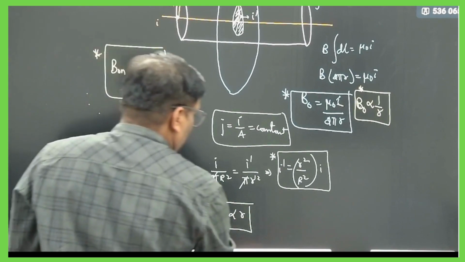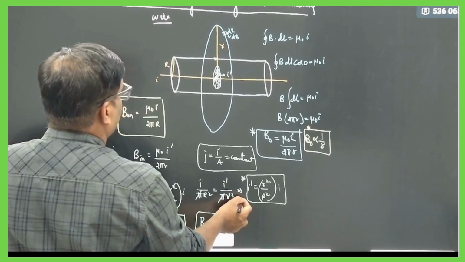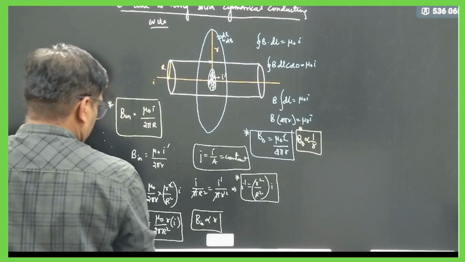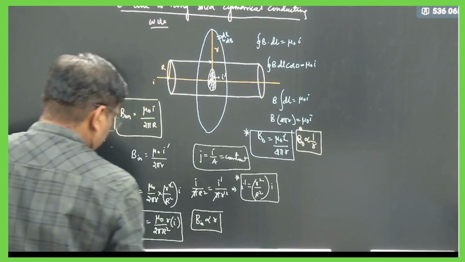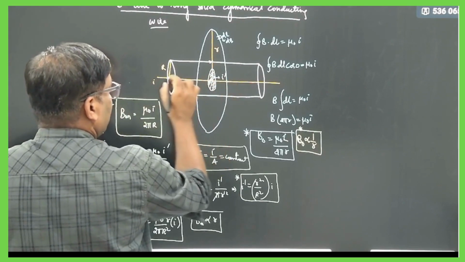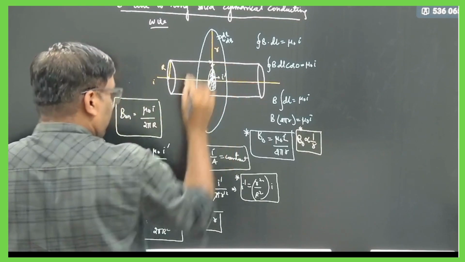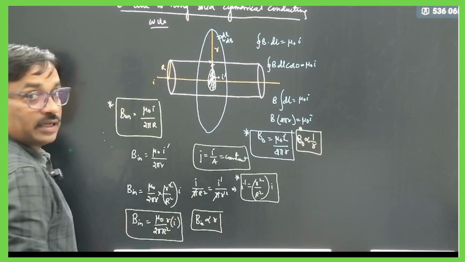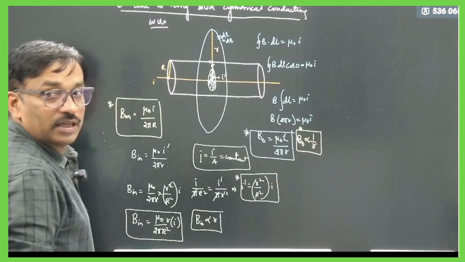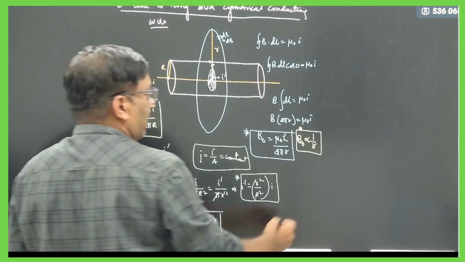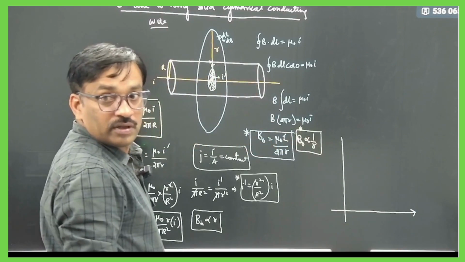So how is the magnetic field varying? Please go through it thoroughly and try to understand. From the center, as the distance increases, the magnetic field is directly proportional, so it is increasing. But once it comes outside, it falls inversely proportional. So how does it vary? A very interesting graph, most important graph. Let us see here.